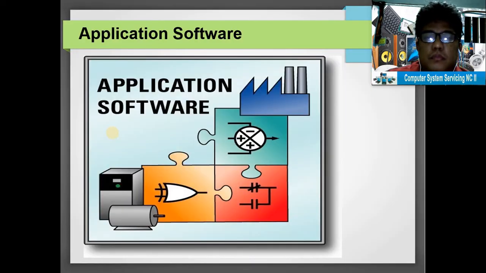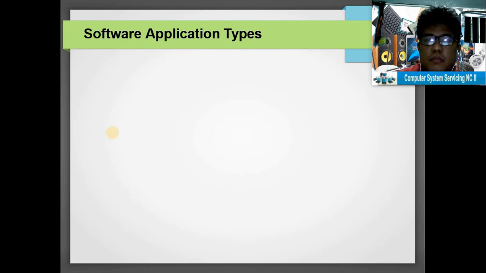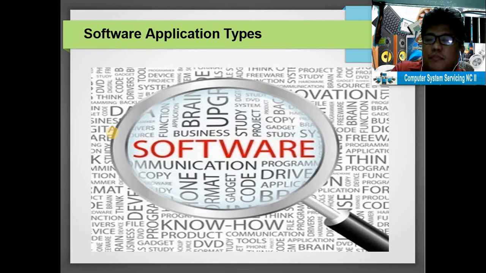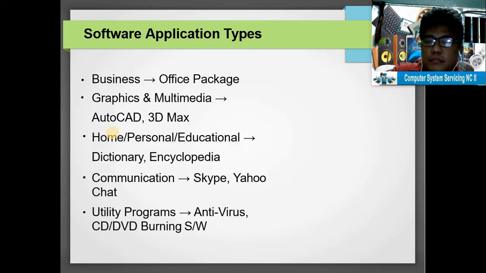Okay, let us go to our topic, application software for CSS. Software application types. So what are the different types of software application? I have here five software application types. Let us go to the first one.